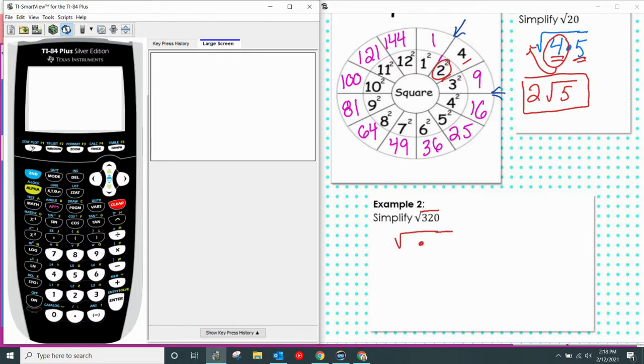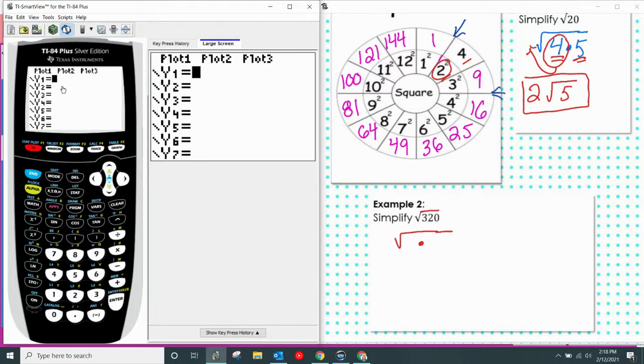So what you can do is come over to your calculator. Remember how we were putting this in when we were doing factoring with the X in the box? And it was giving us the factors.